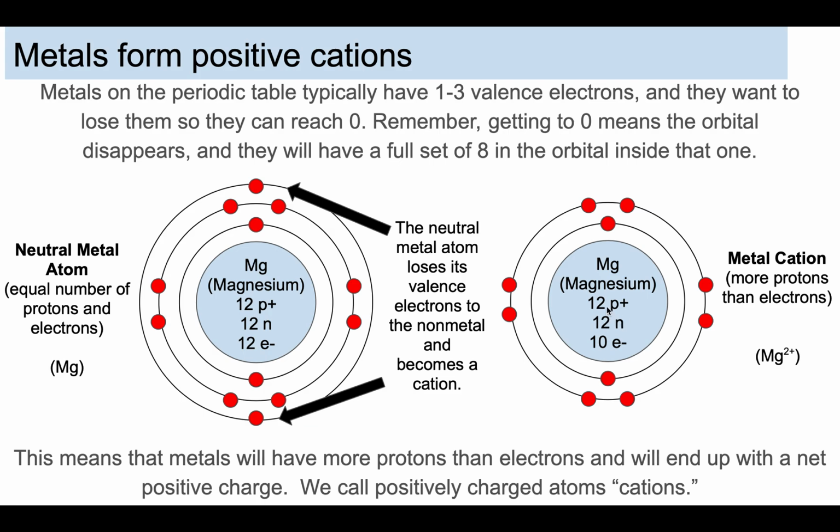But what's going on as well is that you still have those 12 protons in the nucleus. Now we've only got 10 electrons orbiting, so there's a mismatch here. We've got more positive charges than we have negative charges. And we call that a cation. So again, what this means is that the metals are going to have more protons than electrons. They're going to end up with a net positive charge, and an atom with a positive charge on it. You can see, like I said, this magnesium will have a charge of +2. Any of these ions with a positive charge are going to be referred to as cations.